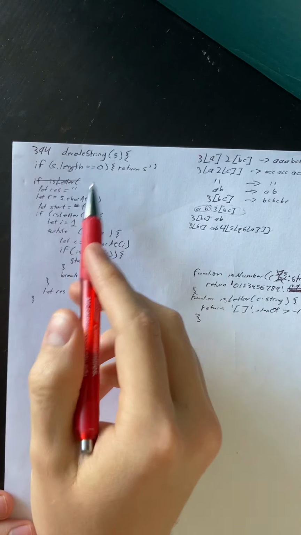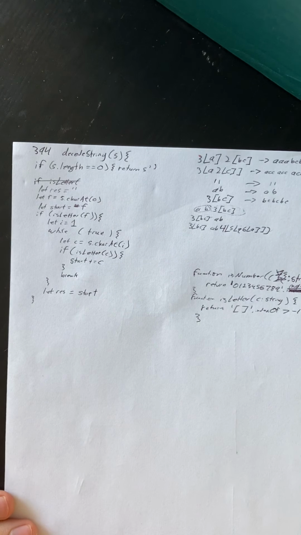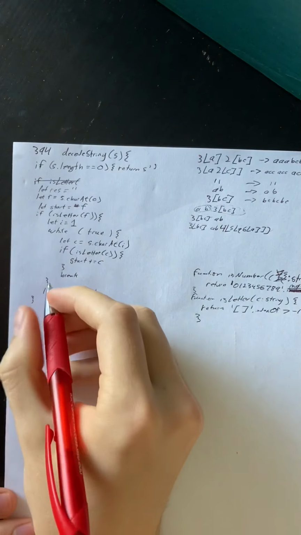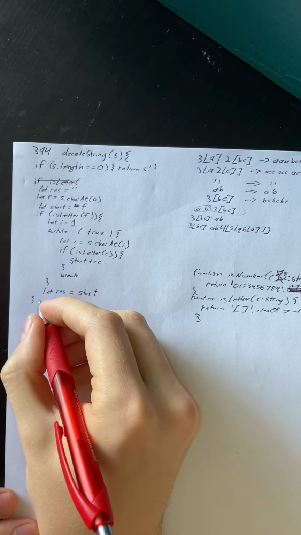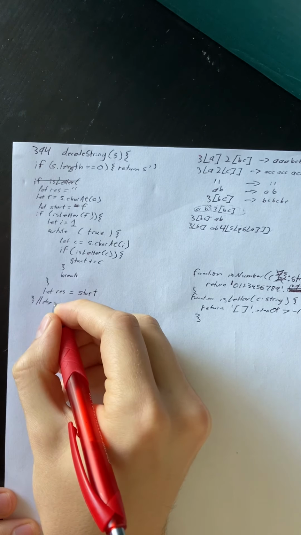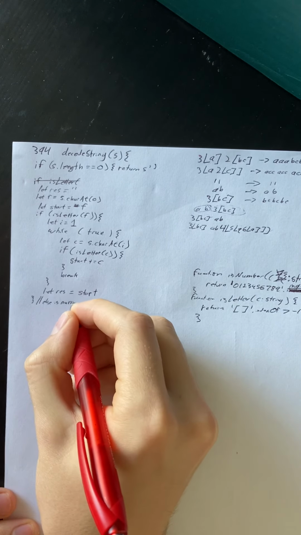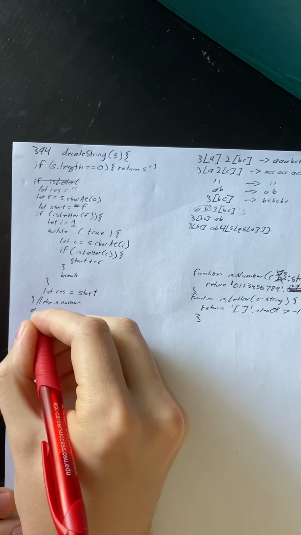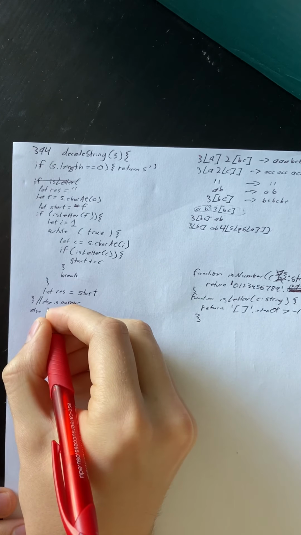if we're at the start of the string, the strings are always well formatted according to the definition, so we know that it is a number. It starts with a number. So we'll do else.